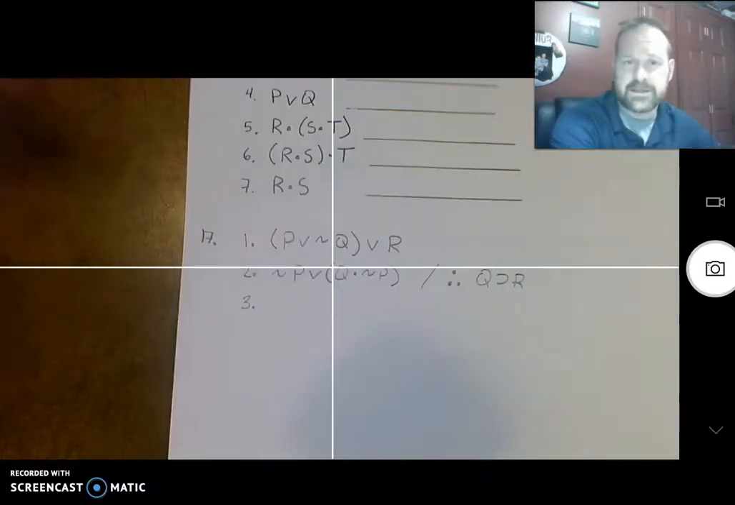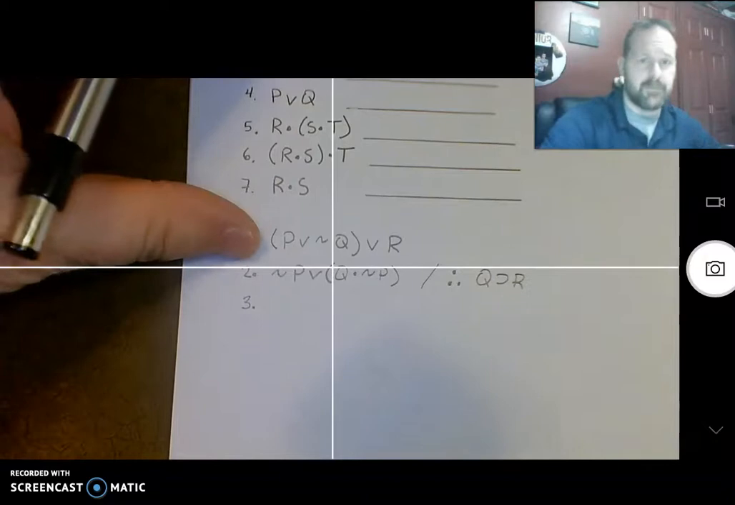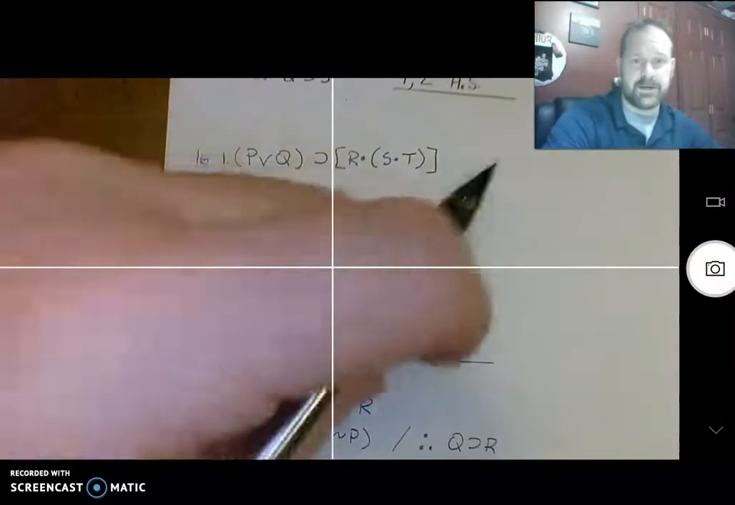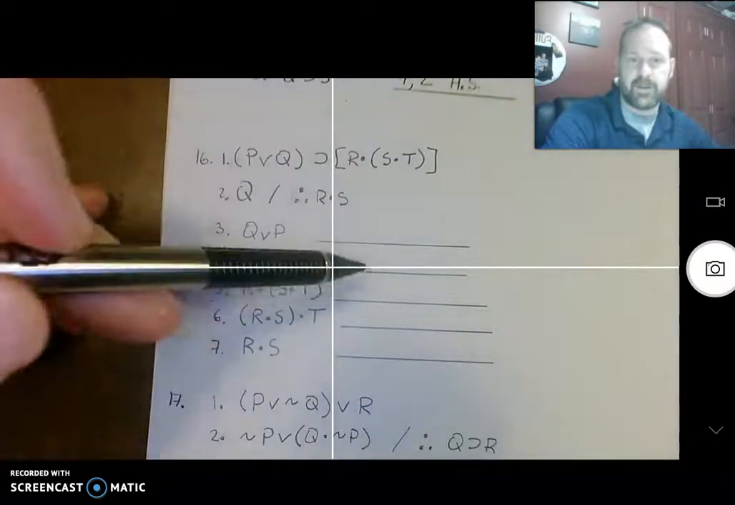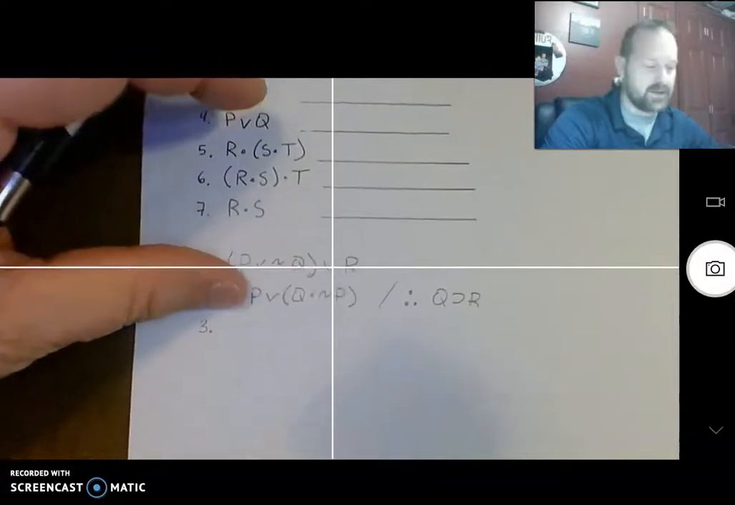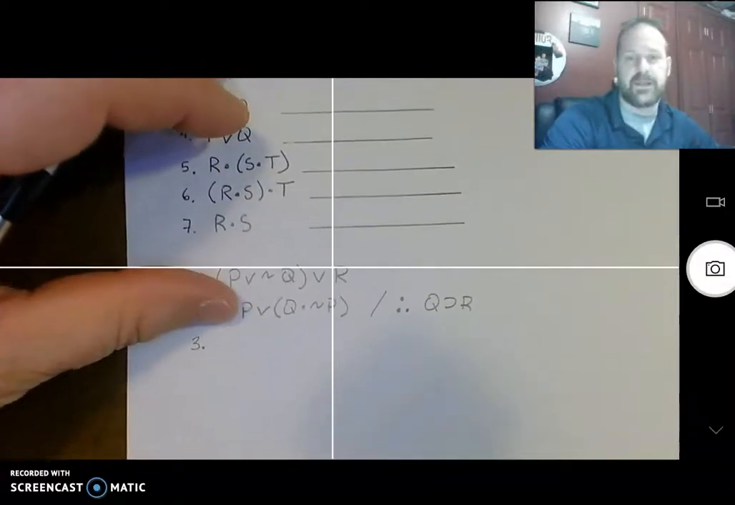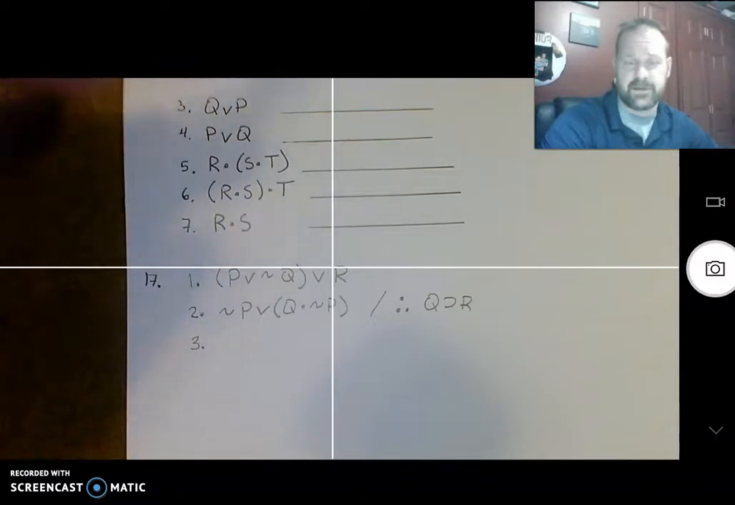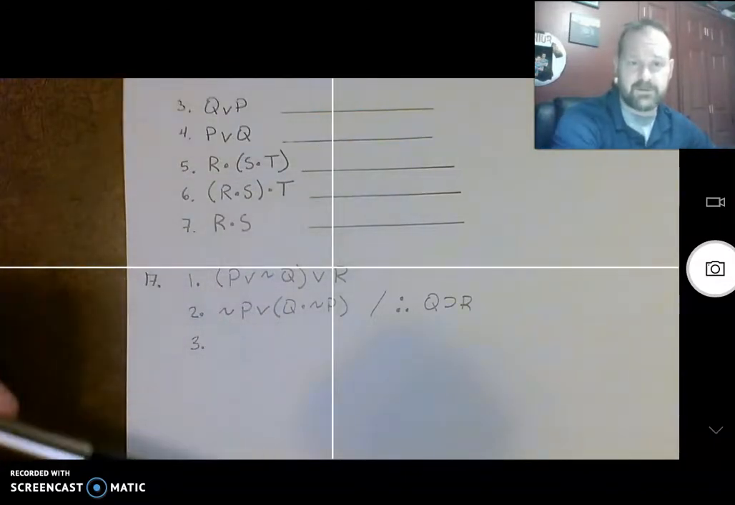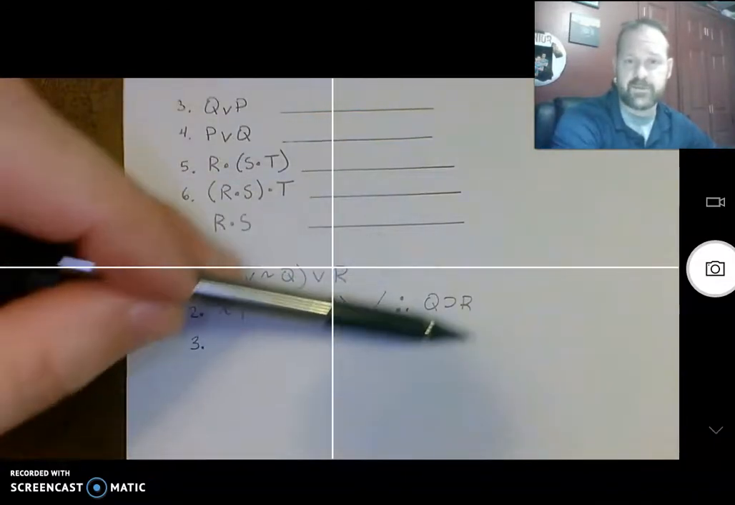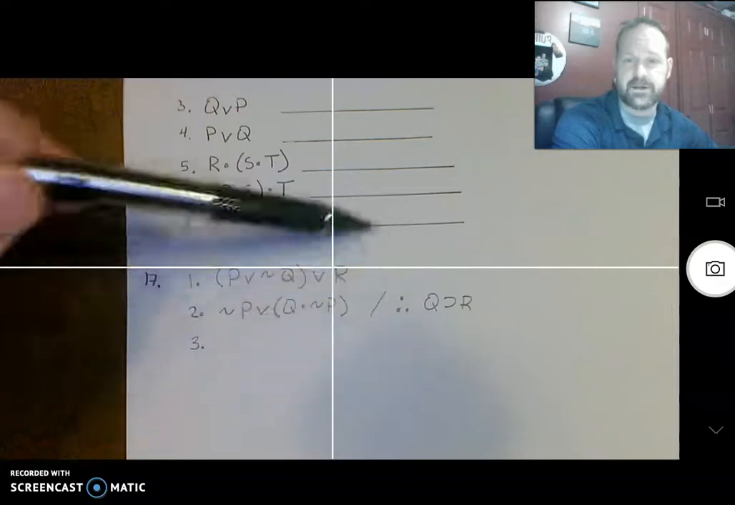Alright, so I decided to skip number 16. I mean, it's there, and I'll probably show you the answers here in a moment. But I want to go to 17. Okay, I want to pretend for a moment that you don't have the answers. What I mean by that is you don't have all the steps here. Let's see if we can prove this together and do the steps.